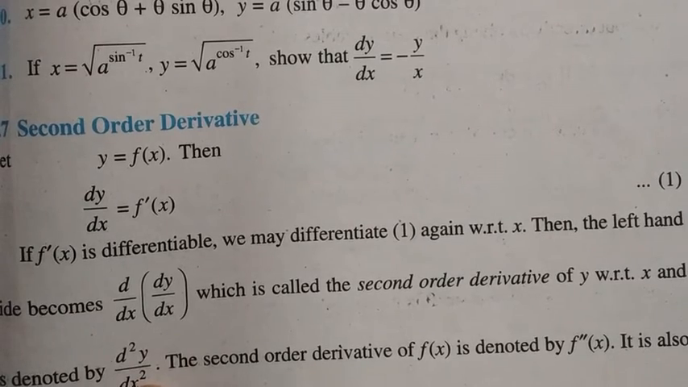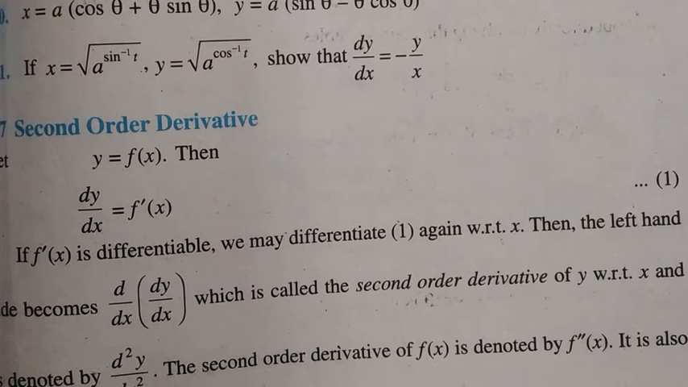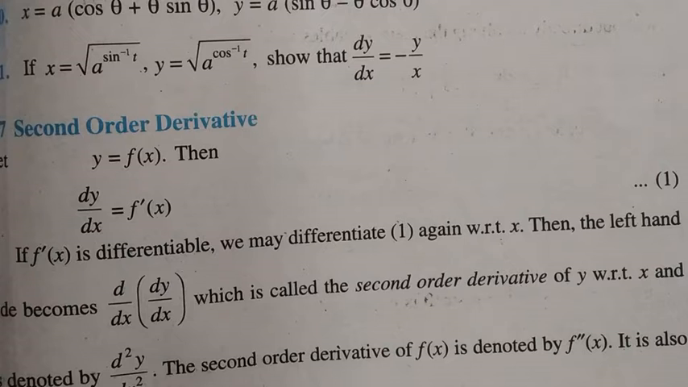In second order derivative, if any function y is in terms of f of x, then the first derivative dy by dx is equal to f dash of x. Now again, if f dash of x is differentiable, then we may differentiate f dash of x with respect to x, then that derivative becomes d dx of dy by dx, that is a double derivative. Second order derivative means what? We take a double derivative, which is called the second order derivative of y with respect to x.